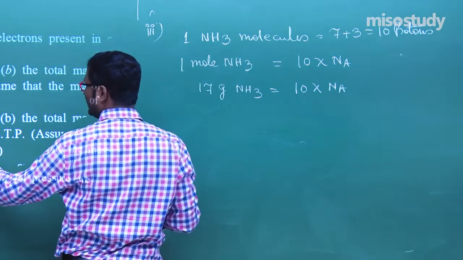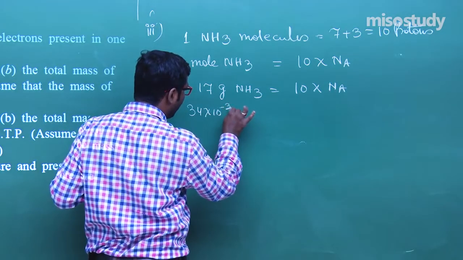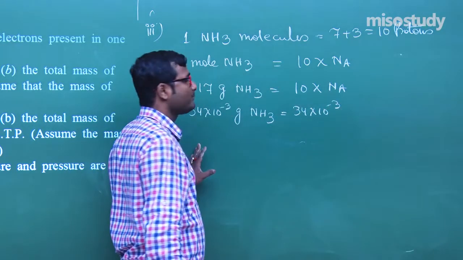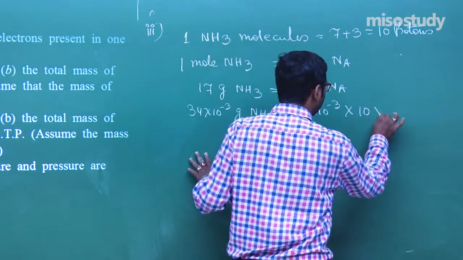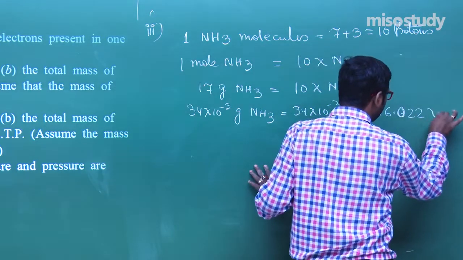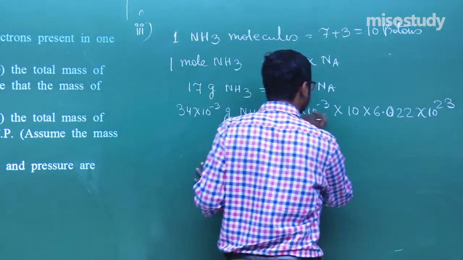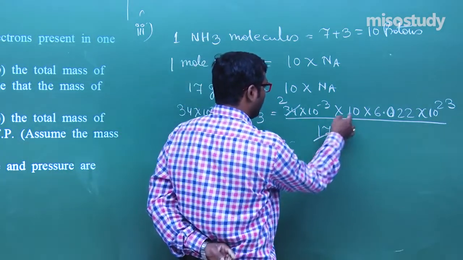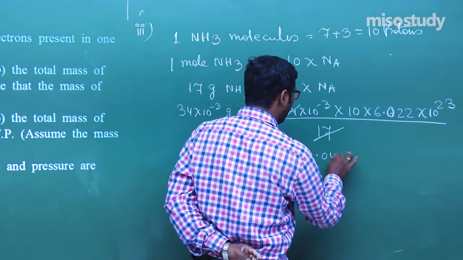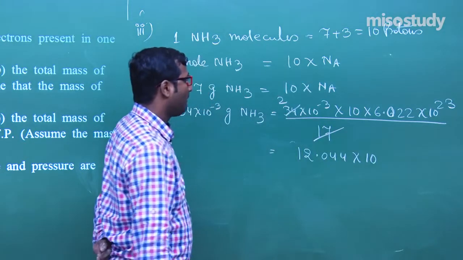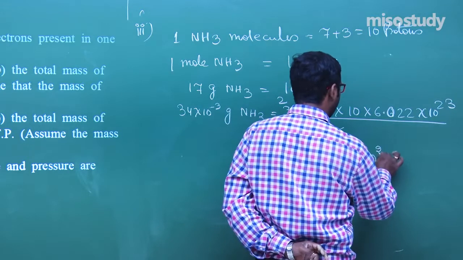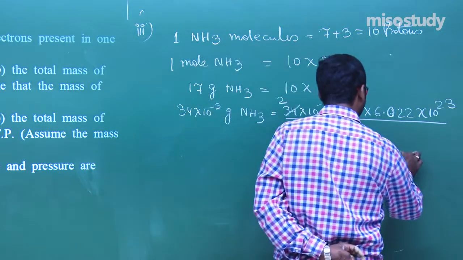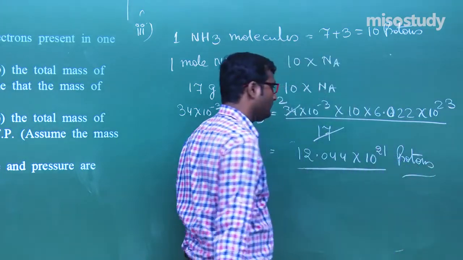So what is given here? 34 mg. 34 into 10 to the power minus 3 gram NH3 will contain 34 into 10 to the power minus 3, clear to you, multiply by 10, multiply by Avogadro number 6.022 into 10 to the power 23, divided by 17. 17 into 34 gives 2, that is minus 2, so 12.044 into 10 to the power 21. 12.044 into 10 to the power 21 protons. Am I right? Clear to you?